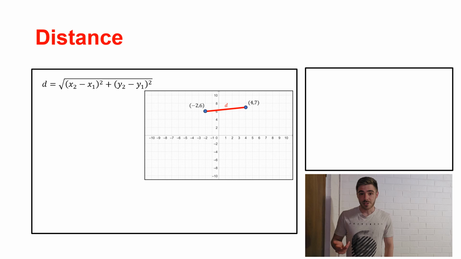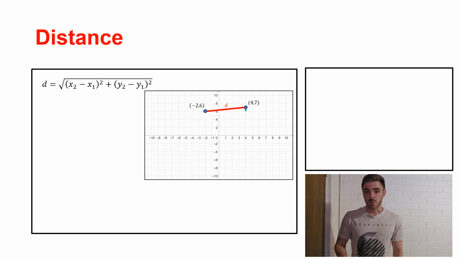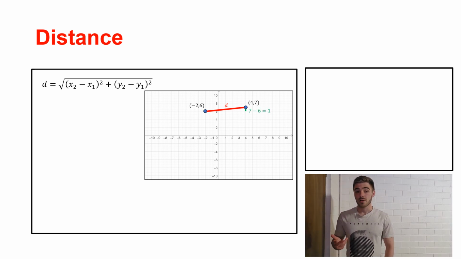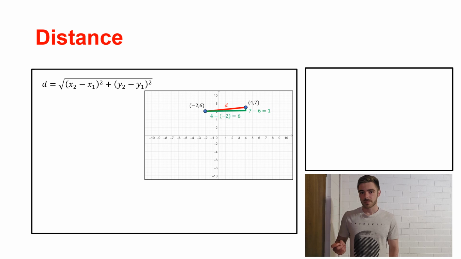The first is going to be the overall vertical distance of the 2 points. The first one starts at y equals 6, and the second one starts at y equals 7. That's a total vertical distance of 1. Now, we can also look at the horizontal distance. We start at x equals negative 2, and we end at x equals 4. That's a total horizontal distance of 6.